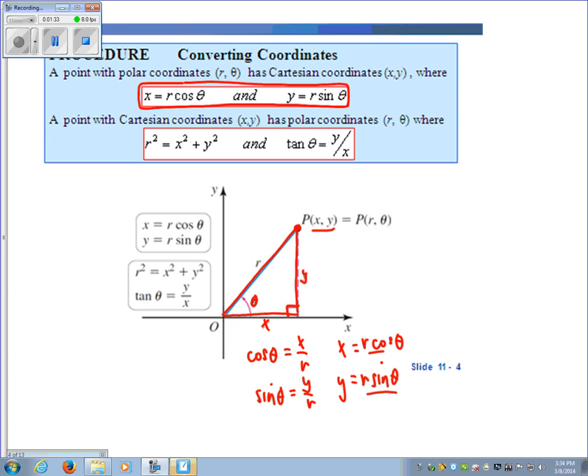Now let's say that you're given the x, y coordinates and you want to find the polar coordinates. So you need to find the r, theta. Well, you can easily get the r by just using the Pythagorean theorem and getting what that hypotenuse would be. And the theta, you're going to use the tangent function. Tangent of theta is going to be equal to y over x. So to find the angle theta, you can just solve that little trig equation.